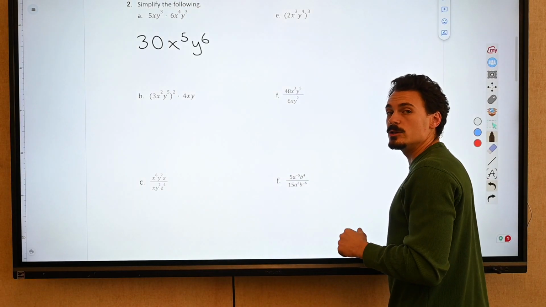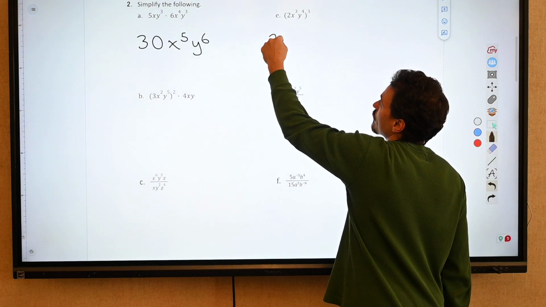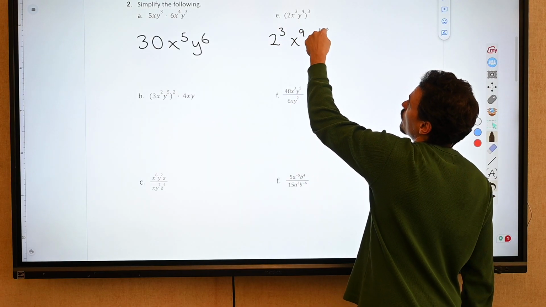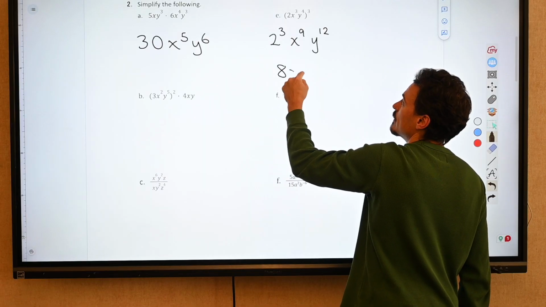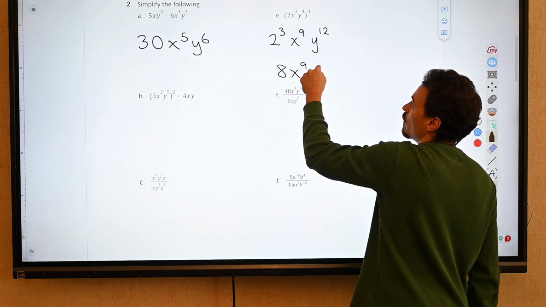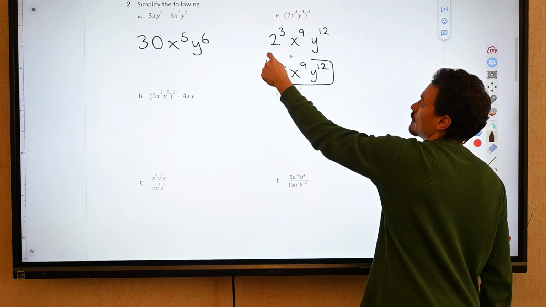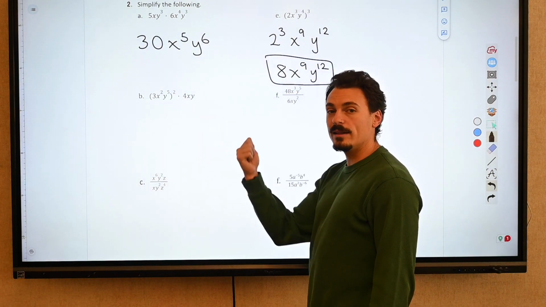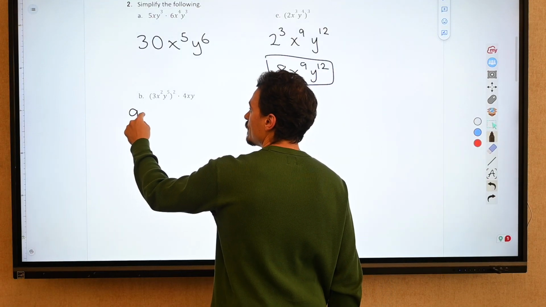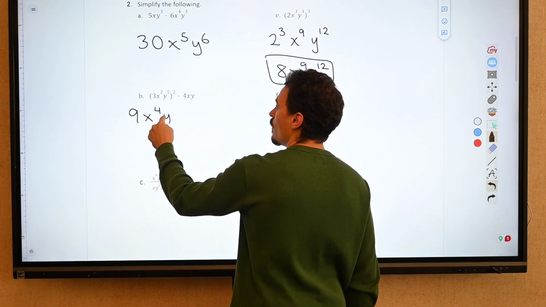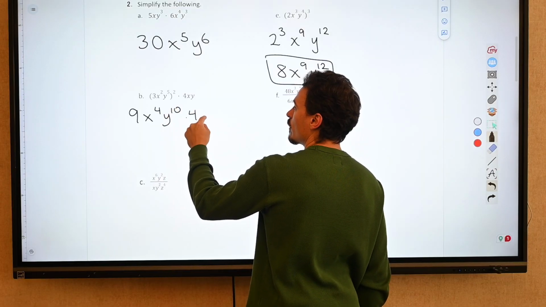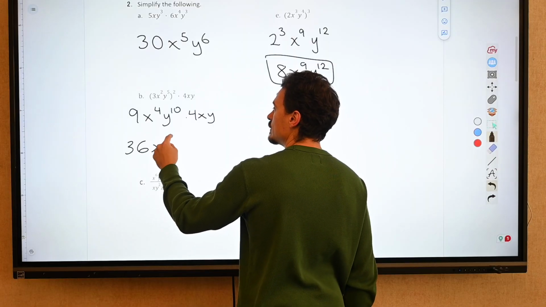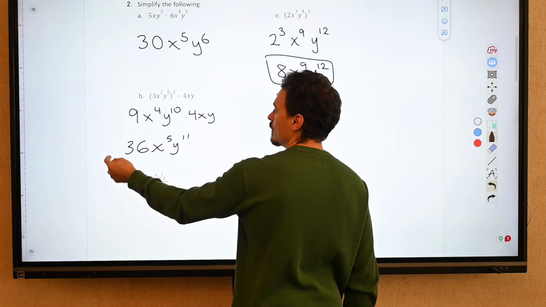Here I'm going to use the power to a power rule. So 2 to the power of 3, x to the power of 9, y to the power of 12 simplifies down to 8 x to the power of 9, y to the power of 12. Okay, here I need to use the power of a power rule and the product rule. So I get 9 x to the 4th, y to the 10th, times 4xy. So that gives me 36 x to the 5th, y to the 11th.